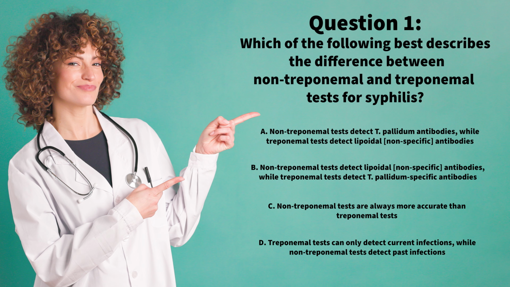The correct answer is B. Non-treponemal tests detect lipoidal or nonspecific antibodies, while treponemal tests detect T. pallidum specific antibodies. Non-treponemal tests detect antibodies to lipoidal antigens like cardiolipin, which are nonspecific antigens, and these are present during any type of infection, including syphilis. Whereas treponemal tests, EIA or CIA, detect antibodies specific to T. pallidum, the bacteria that causes syphilis.